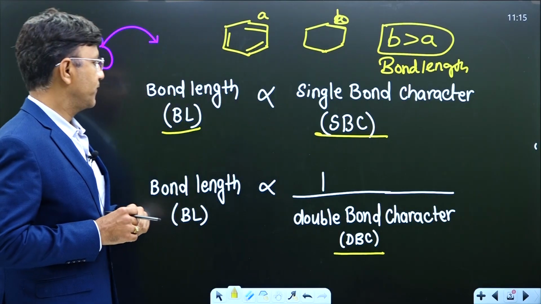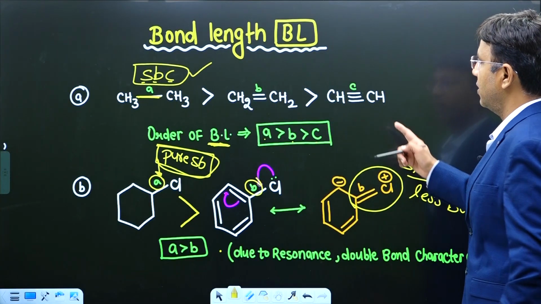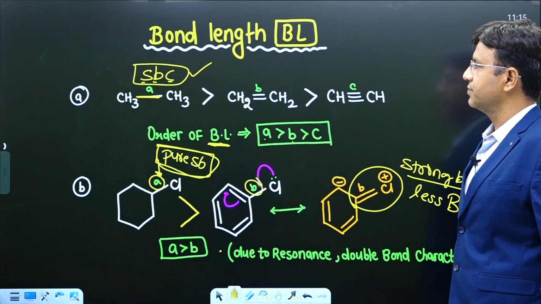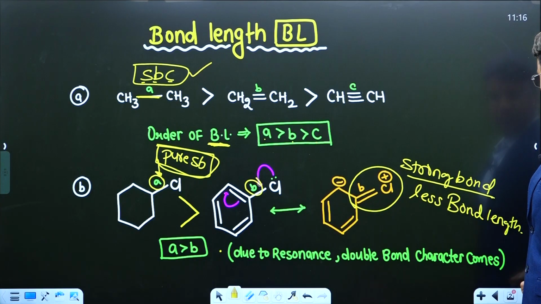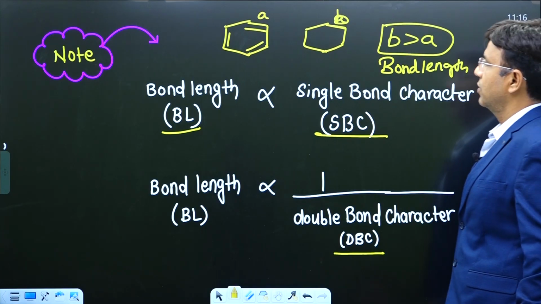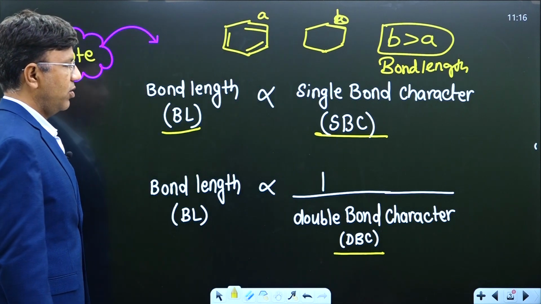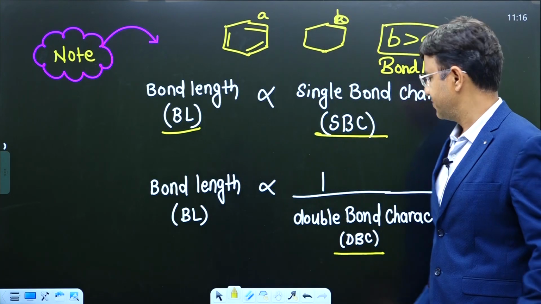Got it? So write down these two examples. First of all, in your notes, write down A and B, and write down this concept. Now let us try some examples. You have to try some examples, then I will answer.